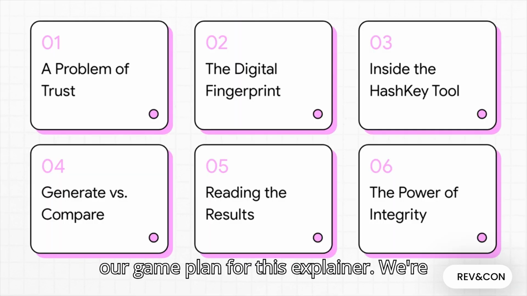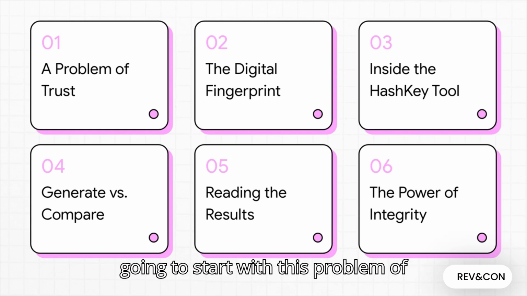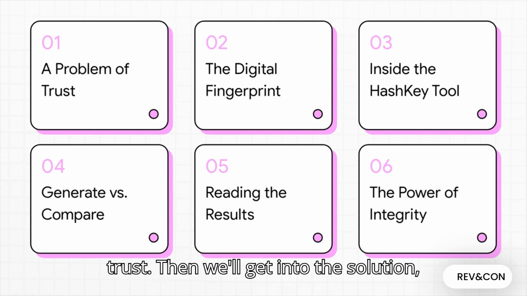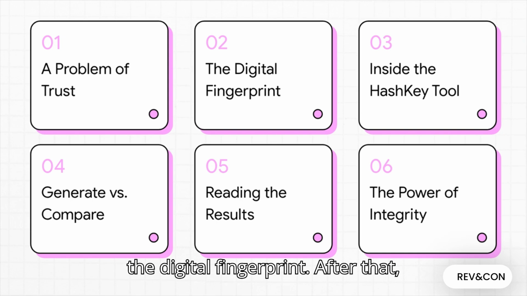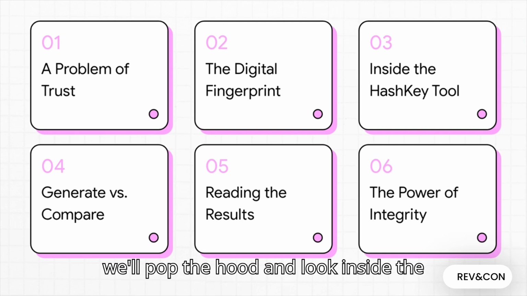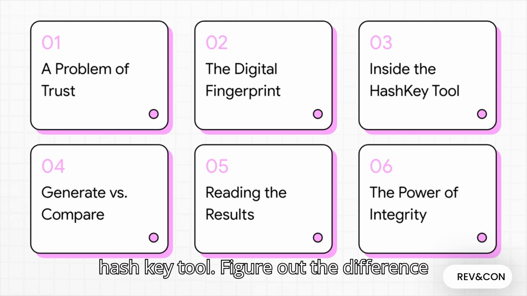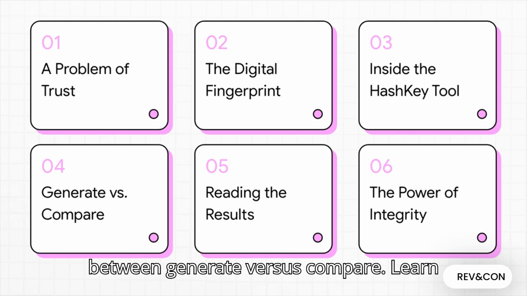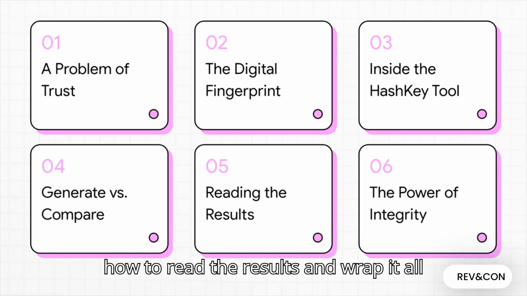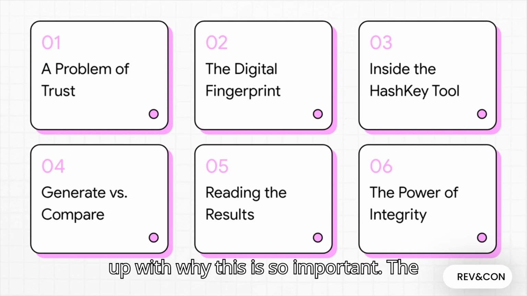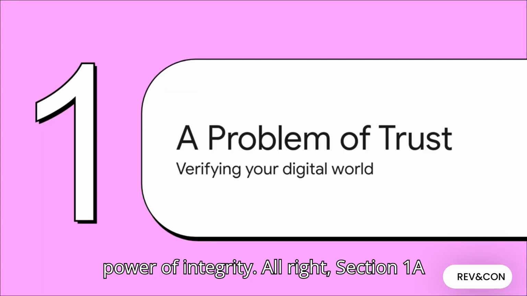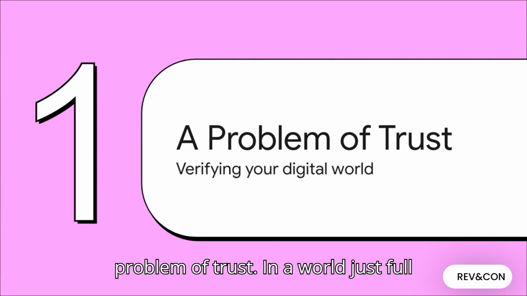All right, here's our game plan for this explainer. We're going to start with this problem of trust. Then we'll get into the solution, the digital fingerprint. After that, we'll pop the hood and look inside the HashKey tool, figure out the difference between generate versus compare, learn how to read the results, and wrap it all up with why this is so important, the power of integrity.